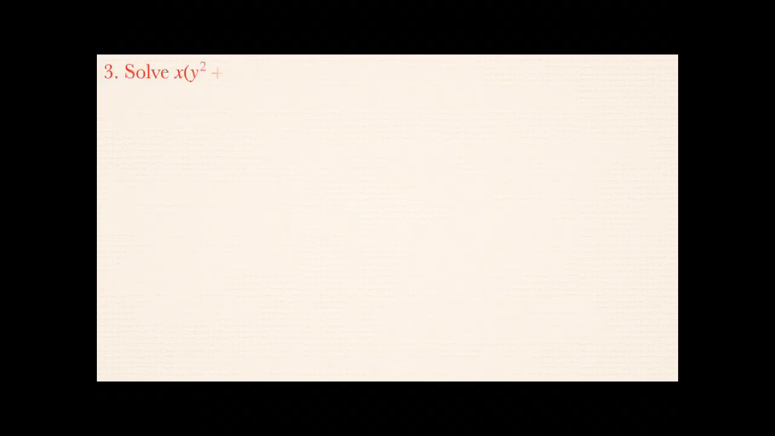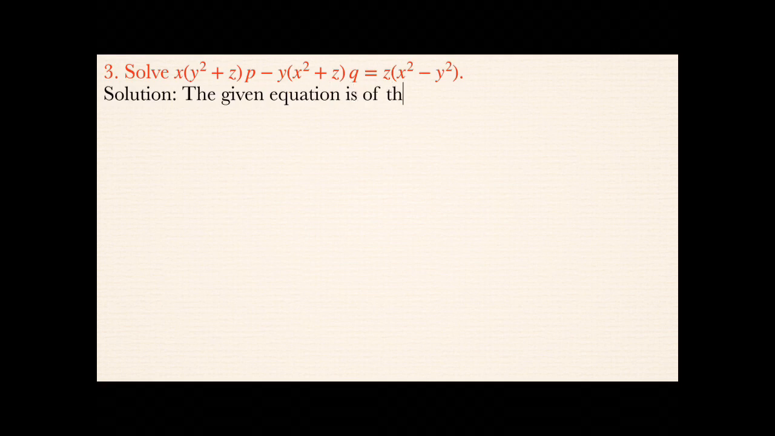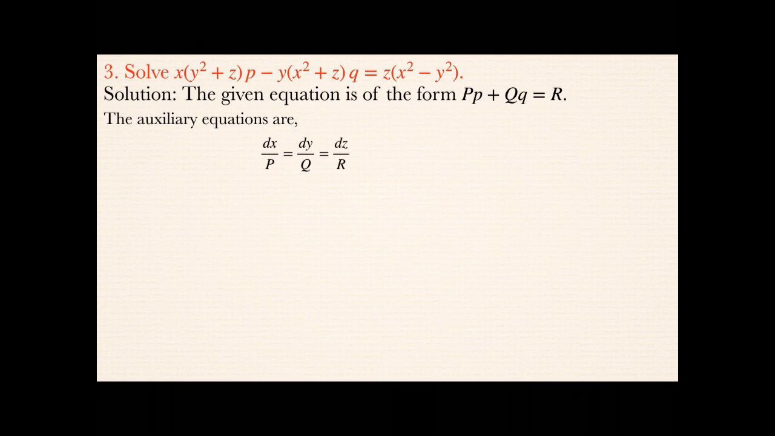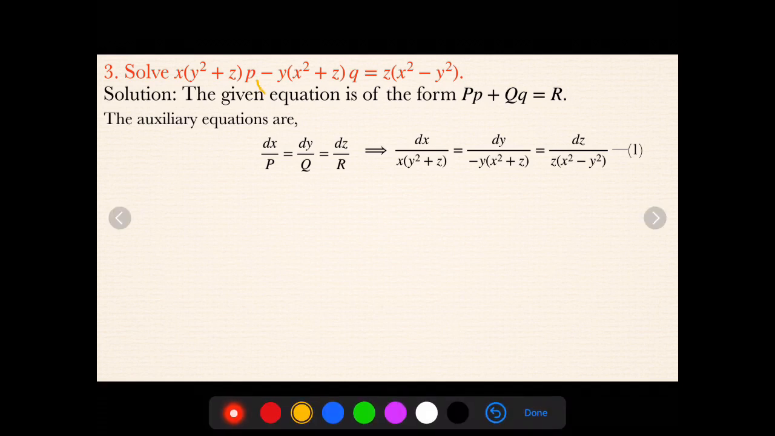Okay. Now consider the third problem. x into y square z into p minus y into x square plus z into q plus z into x square minus y square. It is of the form Pp plus Qq is equal to R. So write the auxiliary equations, that is dx by P, dy by Q and dz by R. Substitute the values of P, Q, R carefully, and the negative sign is there, so consider the negative sign also.